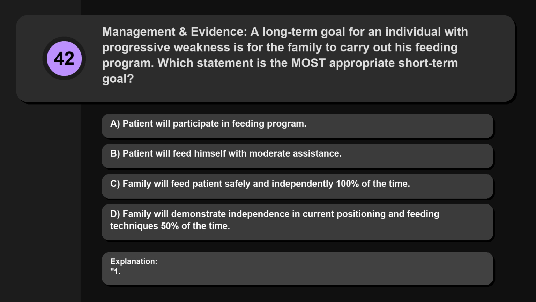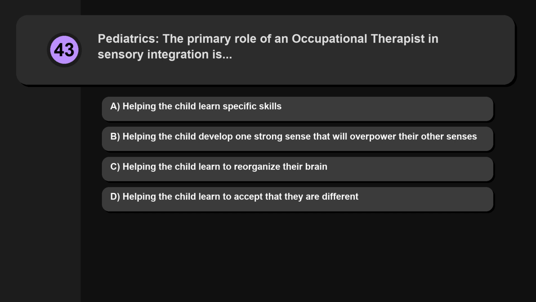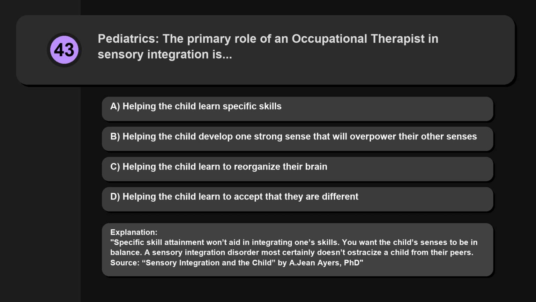Question 43. Pediatrics. The primary role of an occupational therapist in sensory integration is: Option A. Helping the child learn specific skills. Option B. Helping the child develop one strong sense that will overpower their other senses. Option C. Helping the child learn to reorganize their brain. Option D. Helping the child learn to accept that they are different. The correct answer is option C. Specific skill attainment won't aid in integrating one's skills. You want the child's senses to be in balance. A sensory integration disorder most certainly doesn't ostracize a child from their peers.